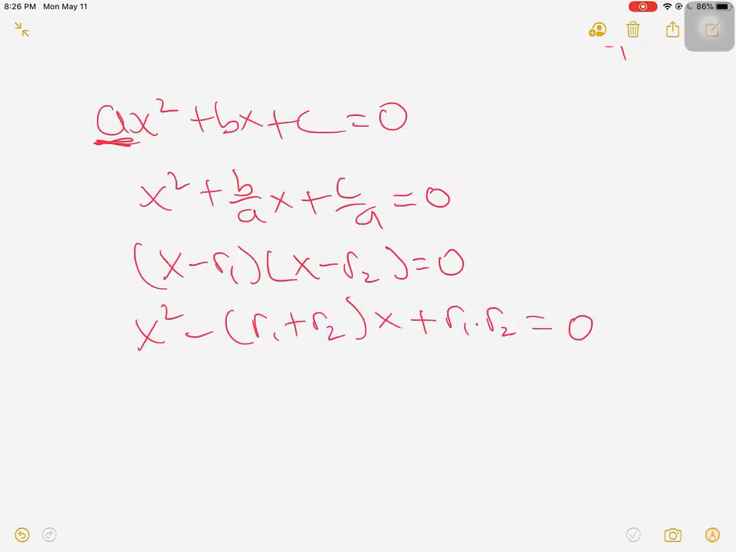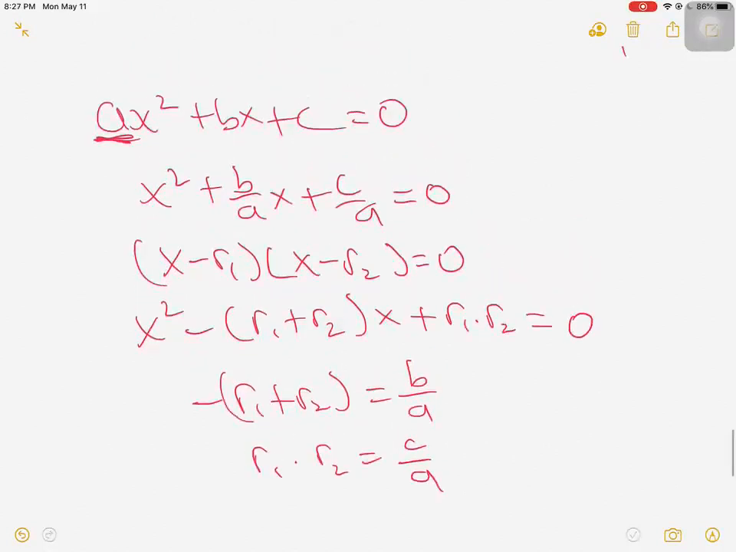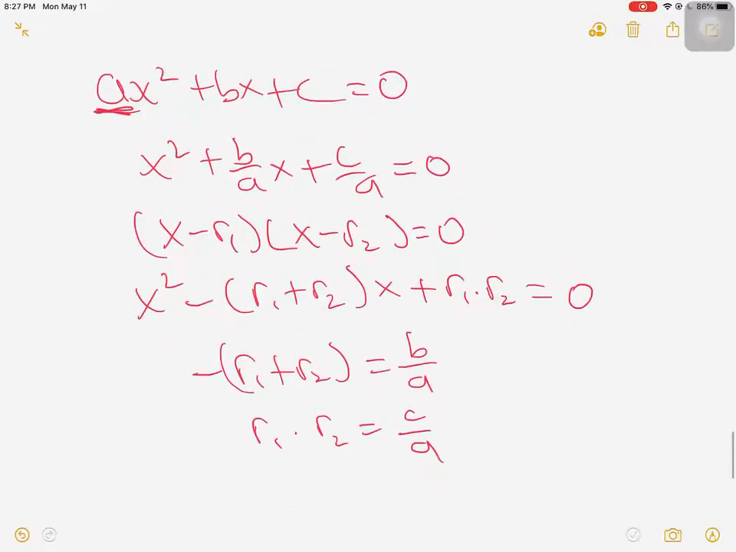If we match up the coefficients, we'll see that negative (r1 plus r2) is equal to b over a, and we can see that r1 times r2 is equal to c over a. That's basically how you derive it.